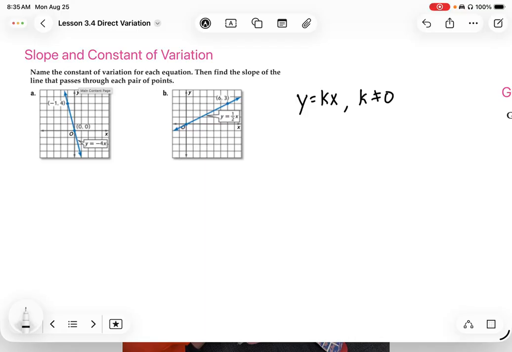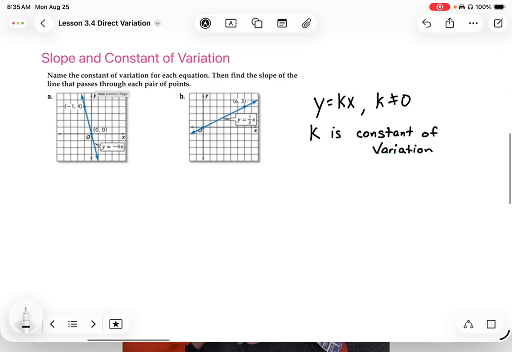K has two different names. K is sometimes called the constant of variation, or every now and then you'll hear k referred to as the constant of proportionality. The constant of variation or the constant of proportionality is basically the exact same thing as the slope.